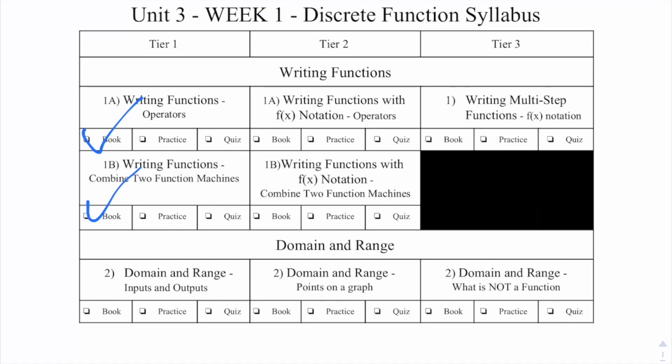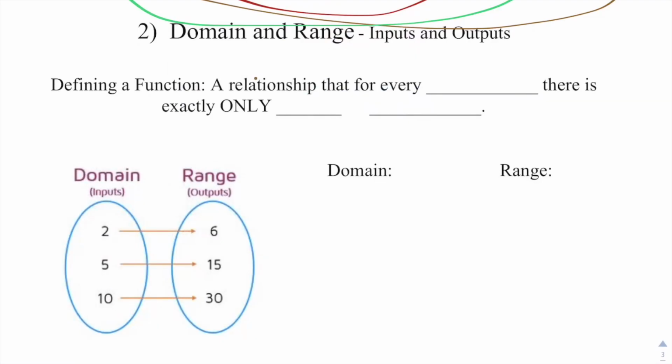We're back into our Unit 3, Week 1 discrete function syllabus. We are on Tier 1, Lesson 2, Domain and Range, Inputs and Outputs. Let's check off our booklet. So here we are in Lesson 2, Domain and Range, Inputs and Outputs.